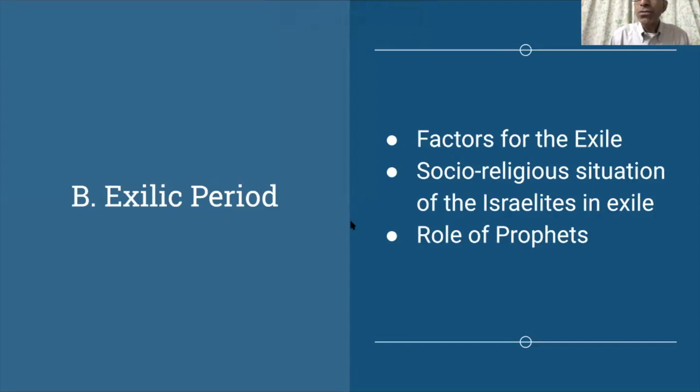So we talked about the factors of the exile, the social and religious situation of the Israelites in exile, and then we talked about the role of the prophets and of the priests as well. And they became more focused on the next generation. They began to produce their literature and refine their literature. And there was a lot of writing during that time in Aramaic, because they would take the Hebrew Torah, and they would explain it to the next generation in Aramaic.